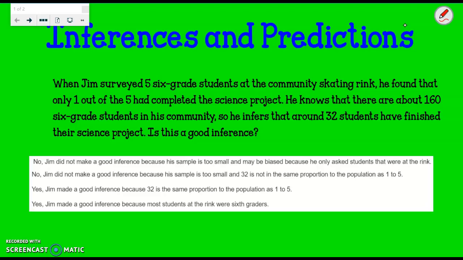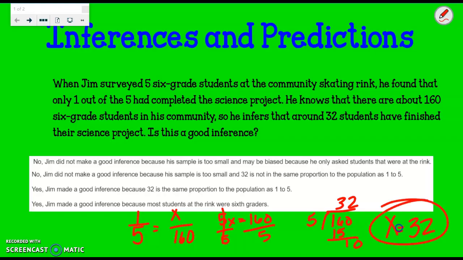So we're going to set up a proportion just like we've done. We've got 1 out of the 5 students that he surveyed had completed their science project. So how many students is that out of the 160? We know how to solve a proportion. We cross multiply and divide by the oddball, or we set it up like this: 5x equals 160. Then divide by 5, and 160 divided by 5 is 1, bring down the 0, so it's 32. So his numbers are right. X equals 32. So that was a good inference in that aspect.